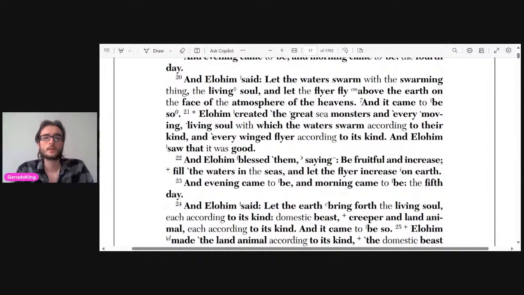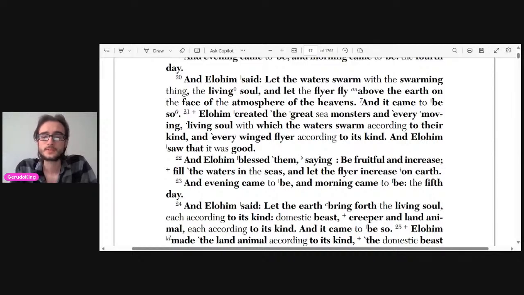And Elohim said, Let the waters swarm with the swarming thing, the living soul, and let the flyer fly above the earth on the face of the atmosphere of the heavens. And it came to be so. Elohim created the great sea monsters and every moving living soul with which the waters swarm according to their kind, and every winged flyer according to its kind. And Elohim saw that it was good.